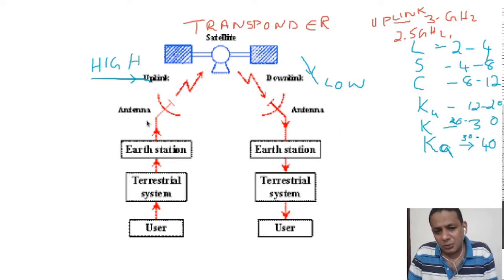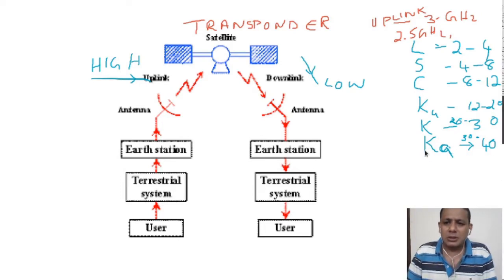40 gigahertz will be used for the uplink and 30 gigahertz will be used for the downlink. That will be the case, because I am giving a generalization. Suppose 2 to 4 gigahertz: 2 to 3 may be used for the downlink, and 3 to 4 may be used for the uplink.